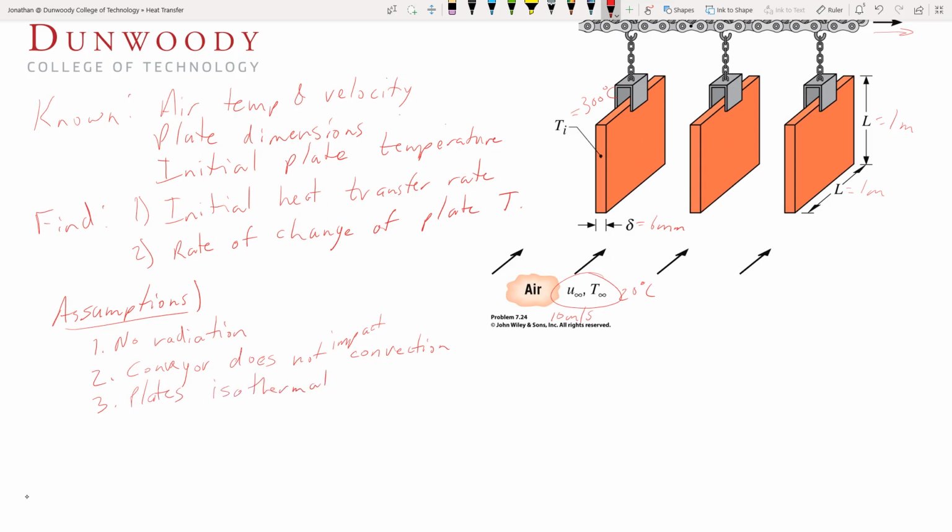What's going to happen as time goes on? Well, the temperature at this leading edge is going to get colder than the back edge because our air is warming up as it passes along the length. So this is not necessarily good at the end, but initially, okay assumption. Fourth, we're going to assume that we have constant properties. Five, no heat transfer from sides.